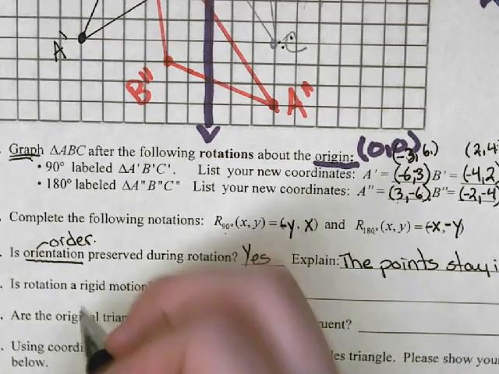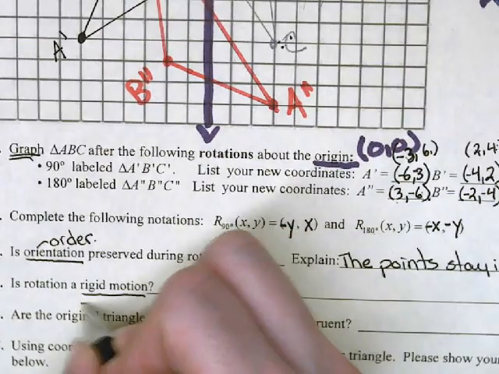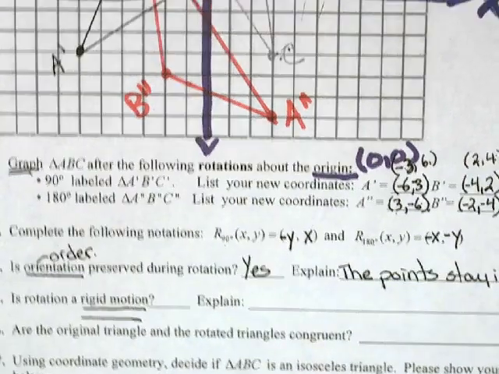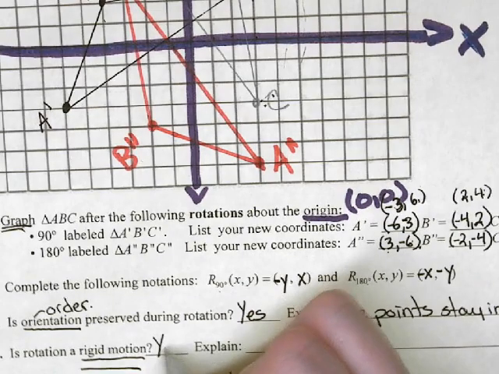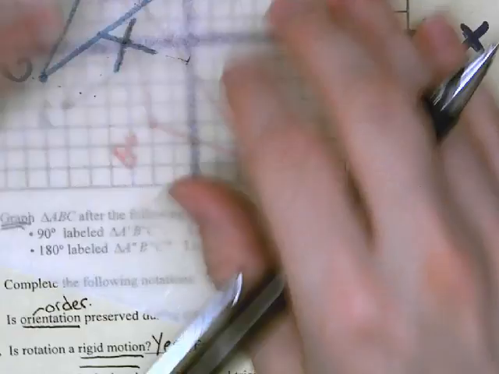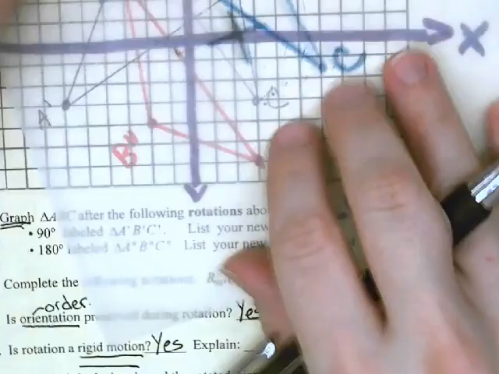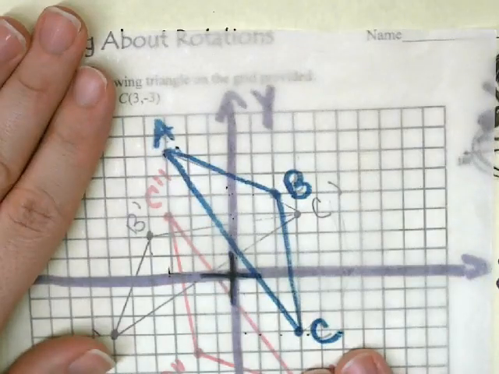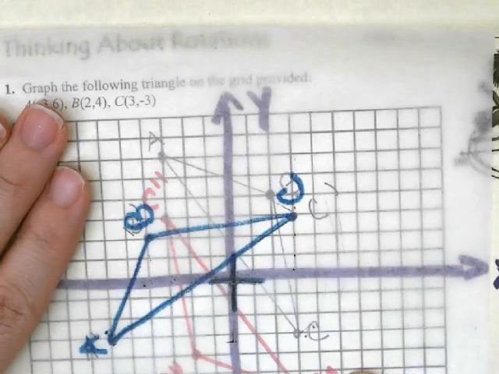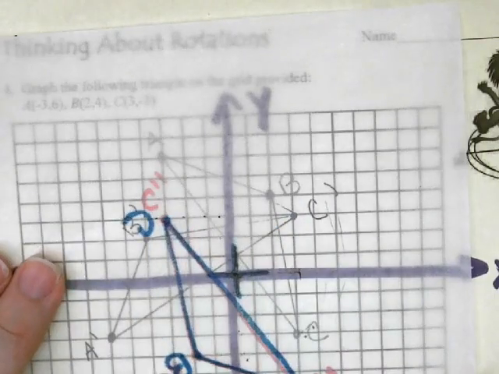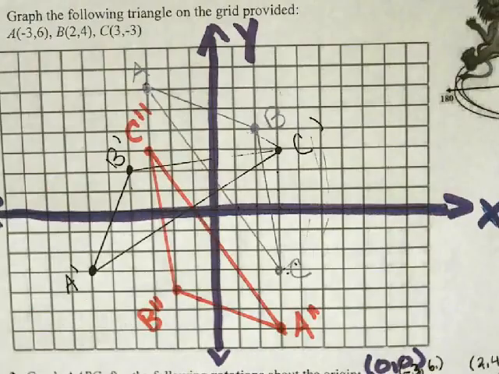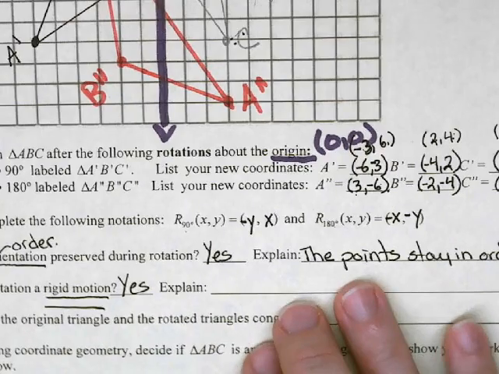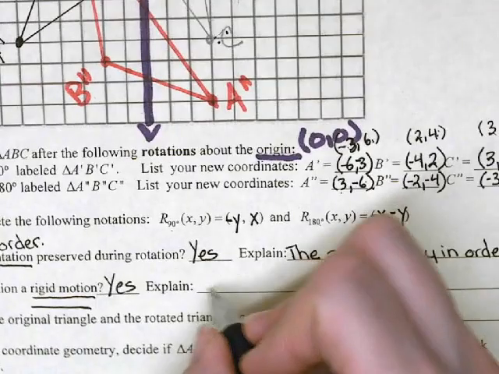Now we run into an old vocabulary word that we have been working with. Is this a rigid motion? And again, we use the patty paper, so it's clear that this should be yes. And the reason is because if I look at the original to the first rotation to the second rotation, they are all the same size and the same shape. So that's what they're looking for when they're asking you to explain if it's a rigid motion.